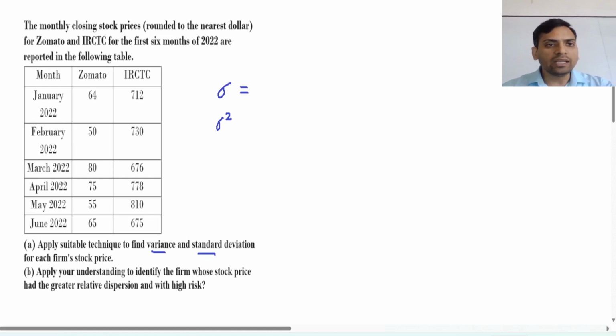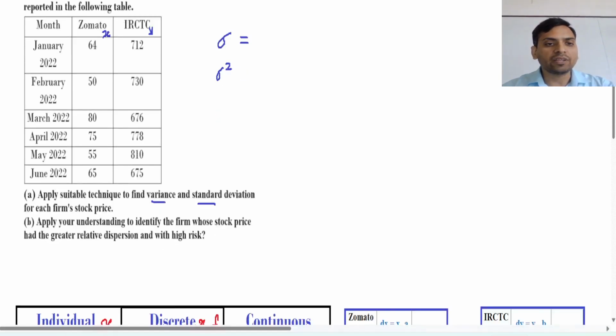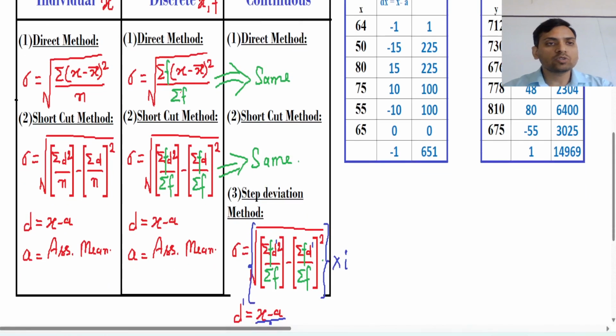And there are two individual data. We can consider this as X series, this as Y series. So we will consider these two independent individual data and we will find their standard deviation. So for individual type of data, we have two methods. First is direct method and second is shortcut method. So we will apply shortcut method because this is very less time consuming and this is 99% correct answer.